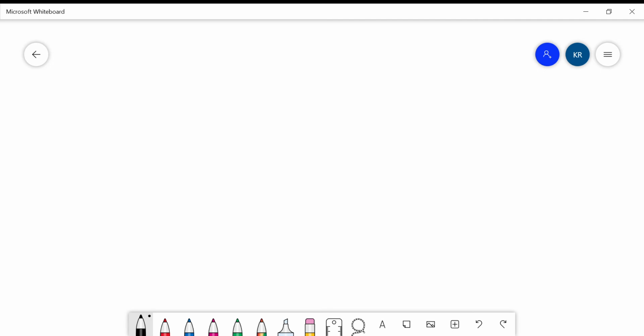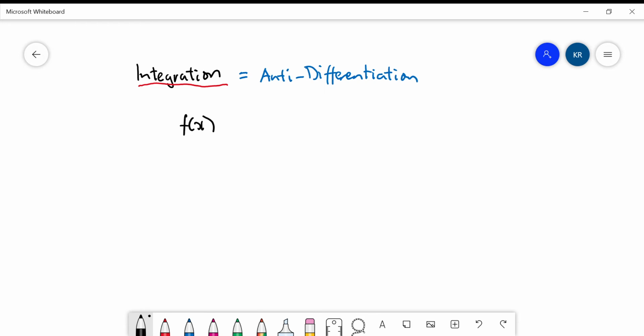Hello everyone. So today we'll be talking about integration. So what is integration? You can consider integration as basically anti-differentiation. So whatever you differentiate, the reverse of that is integration. So let's have a function f of x and let it be equal to 3x squared.